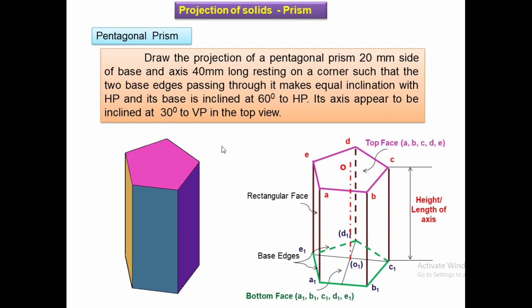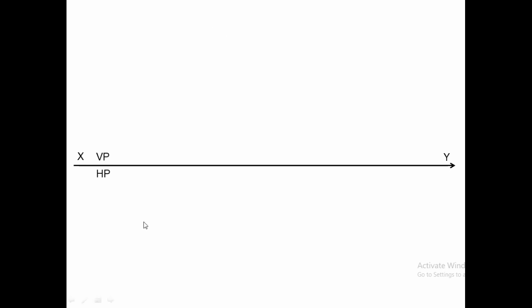We'll try to understand this with respect to the 2D drawings. Draw XY line, mark VP and HP, the front view and the top view to be drawn above XY line and below XY line respectively. Now since in the problem the pentagon is resting with one of its corners, you have to keep the corner to the right hand side. So let me start from the left hand side and come to the right hand side of the corner.